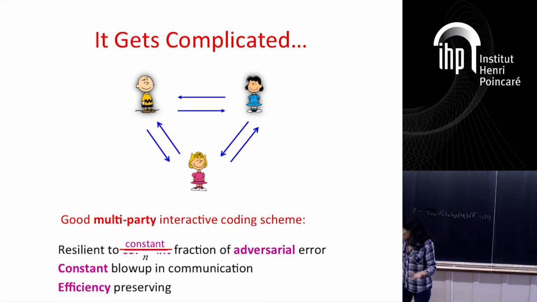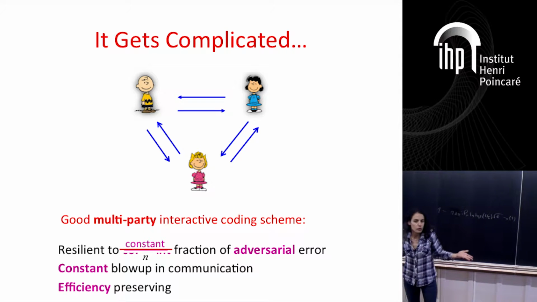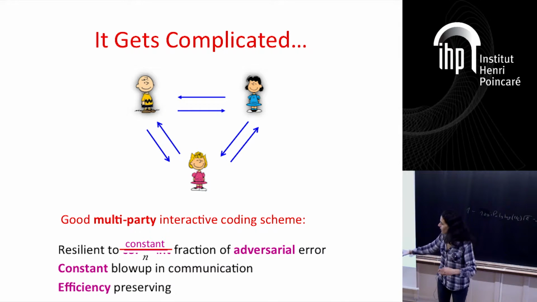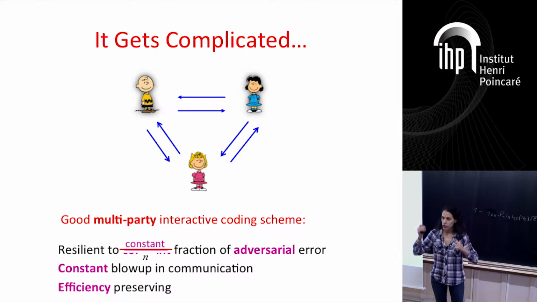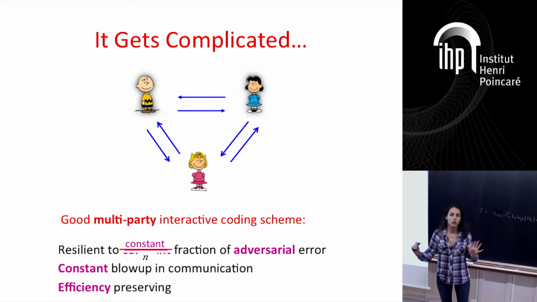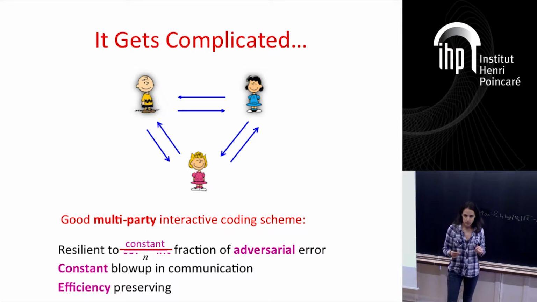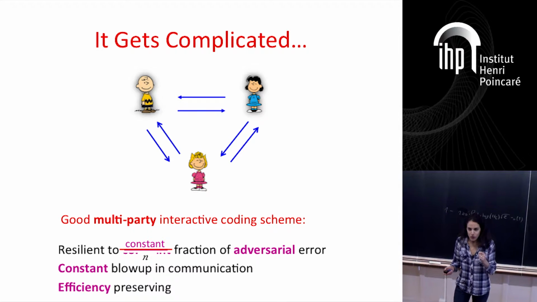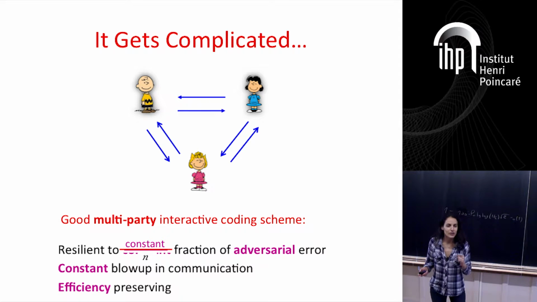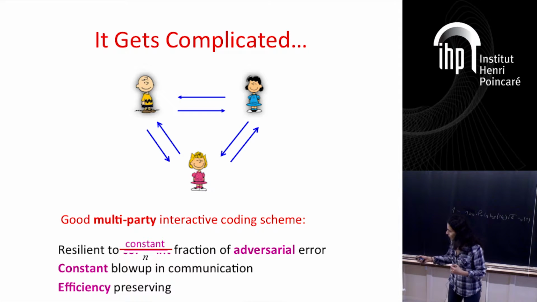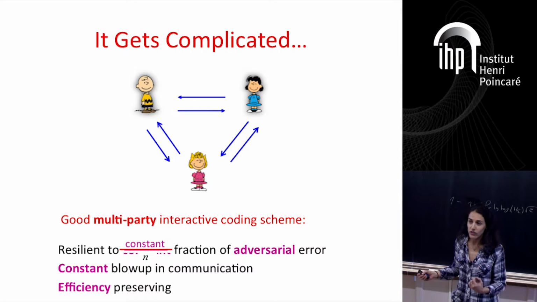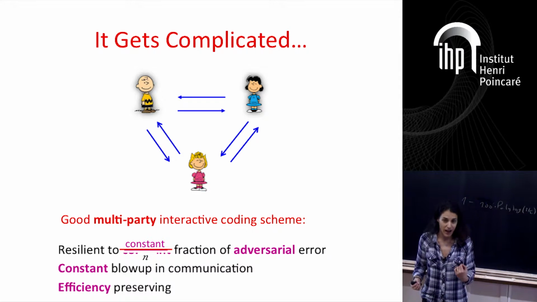First, let's have the same gold standard. Why reduce our standards? I want resilience to a constant fraction of adversarial error, constant blow-up in communication, and efficiency preservation, so the computation it takes to encode and decode should be polynomial. Why not? This is what we want, but if you stare at it for a few minutes, you'll see that this is clearly not possible. Why? I claim there's no way you can get resilience to a constant fraction of adversarial error if you think of the number of parties as non-constant.